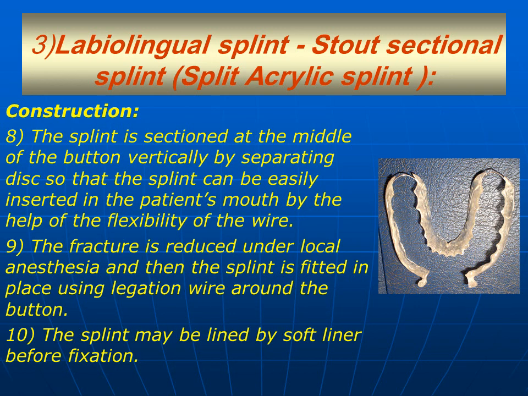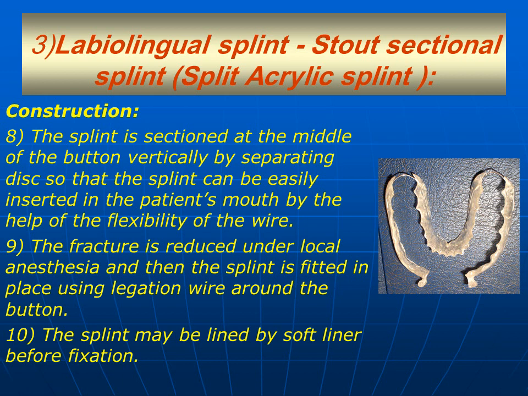Then the splint is sectioned at the midline of the button vertically by a separating disc so that the splint can be easily inserted in the patient's mouth with the help of the flexibility of the wire placed behind the last molar tooth. The fracture is then reduced under local anesthesia. That's to say, we give anesthesia to the patient and we reduce the fracture to the normal relation guided by the occlusion of the maxilla.